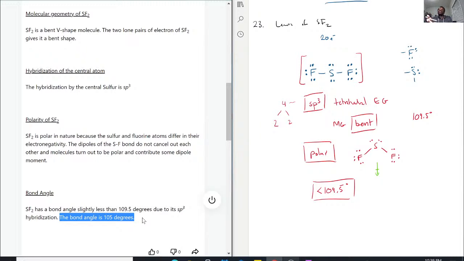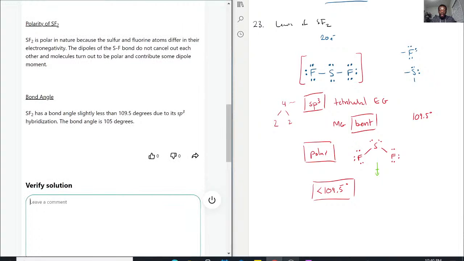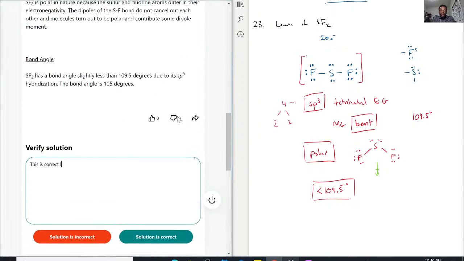Because a lot of things, like even for example, H2O, water, we just say it's less. There's probably empirical data that shows the actual bond angle, but based on the relationships that we've seen from other bent molecules, we can typically say that yes, this will be less than the standard 109.5 degrees. So that being said, this is correct for question number 23.